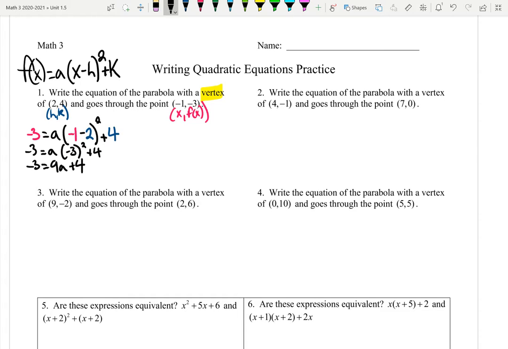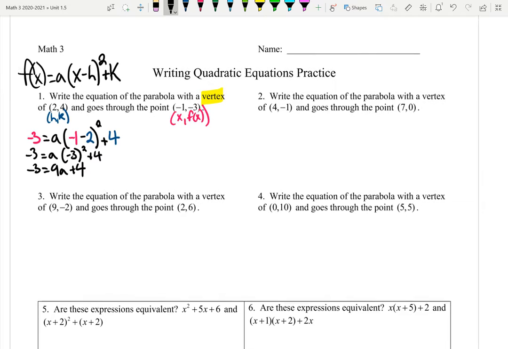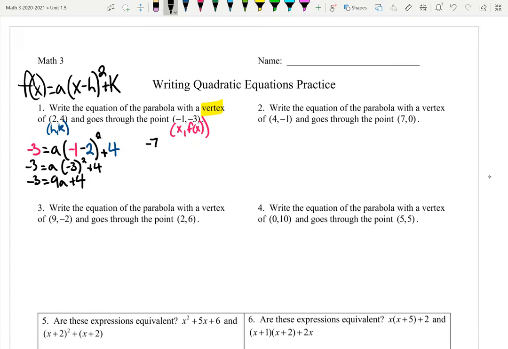At this point, I need to continue to use inverses. I'm going to subtract 4 from both sides, and I'm going to get -7 equals 9a. Then I'm going to divide each side by 9, leading me to -7 over 9 equals a, meaning that this guy is going to be concave down. I rewrite my equation with f of x equal to -7 over 9 times x minus 2 squared plus 4.